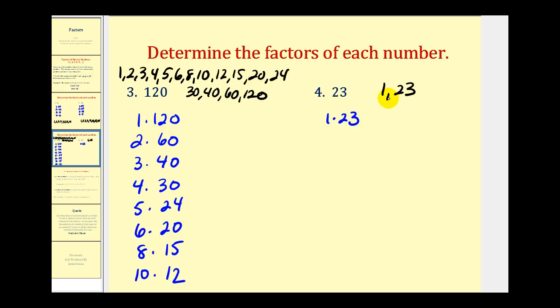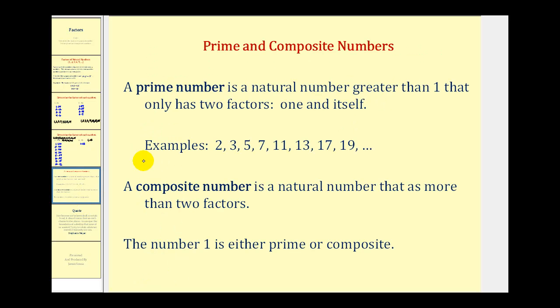So let's go ahead and finish by talking about prime and composite numbers. A prime number is a natural number greater than 1 that has only two factors, 1 and itself. And here's a list of the first several prime numbers. And of course now we can add 23 to this list because we just found that 23 only had two factors as well. All of the other examples were what's called a composite number.